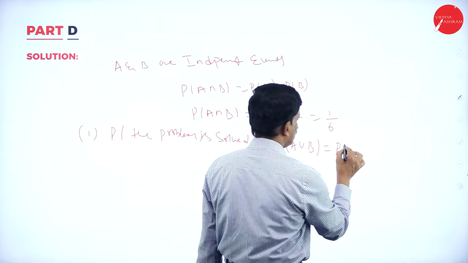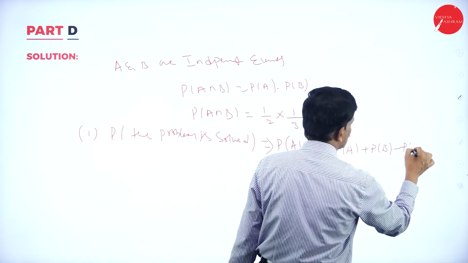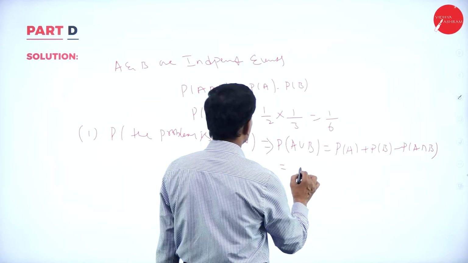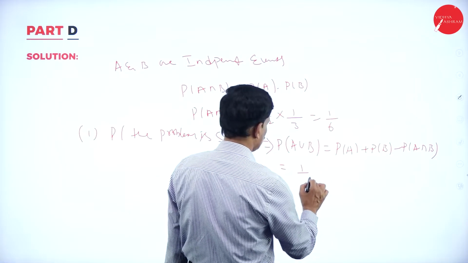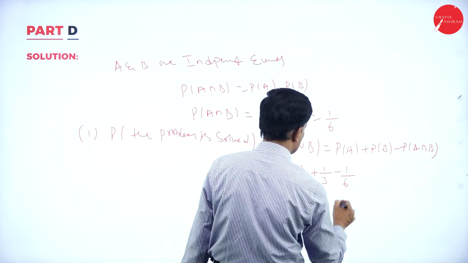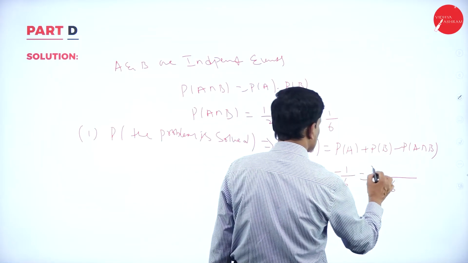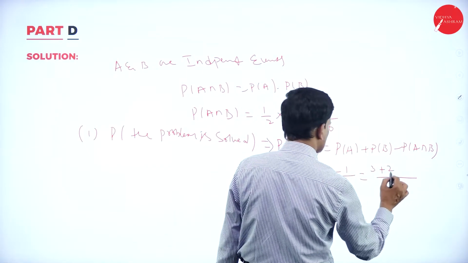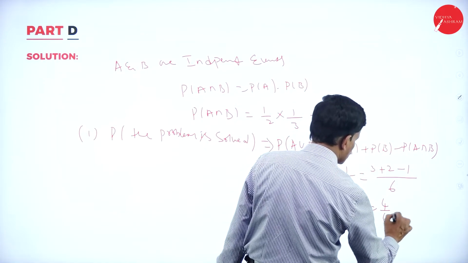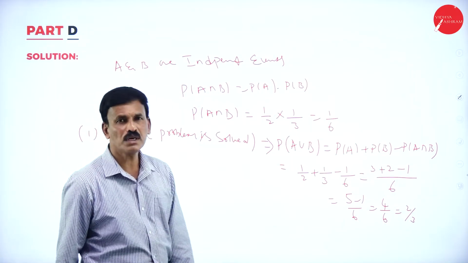We know that probability of A union B is probability of A plus probability of B minus probability of A intersection B. So, that is equal to probability of A is 1 by 2 plus probability of B is 1 by 3, minus probability of A intersection B is equal to 1 by 6. Let us take LCM, 6 is the LCM. So, 3 plus 2 minus 1, that is 5 minus 1 by 6, 4 by 6, that is nothing but 2 by 3. The probability of the problem to be solved is 2 by 3, that is it.